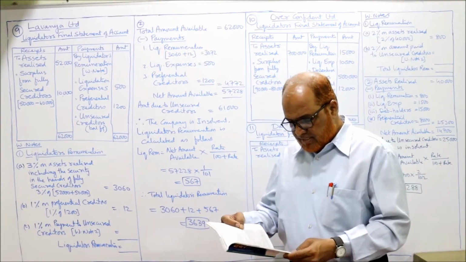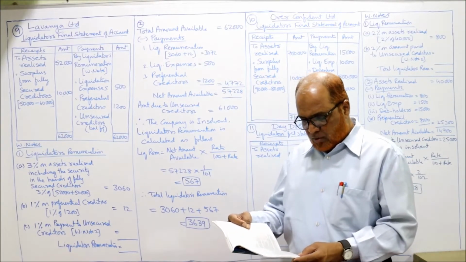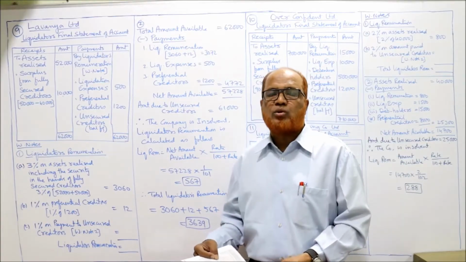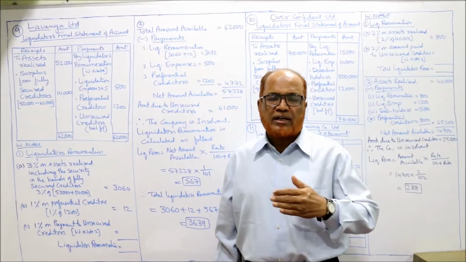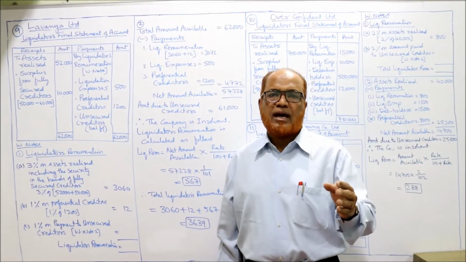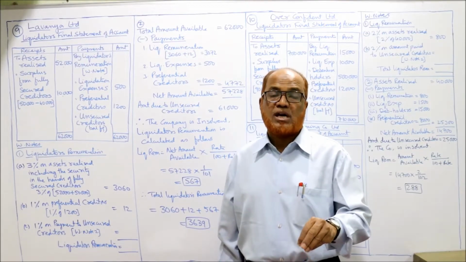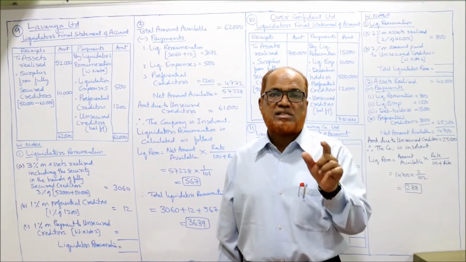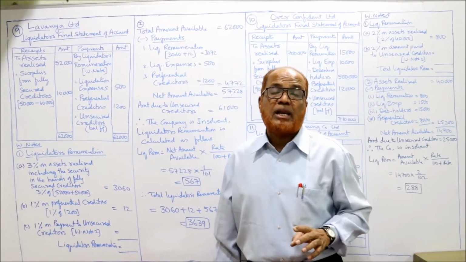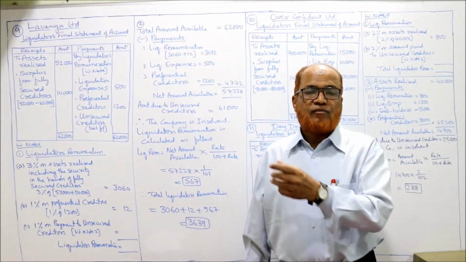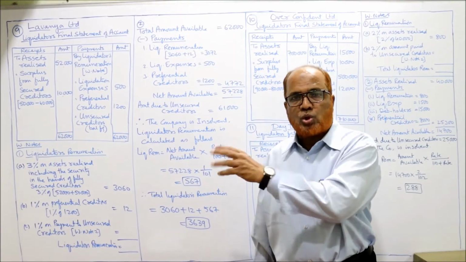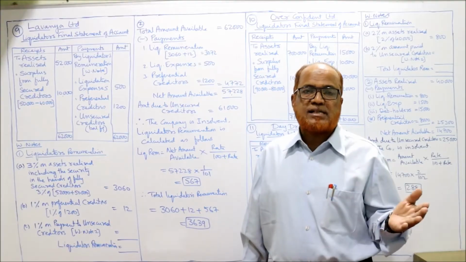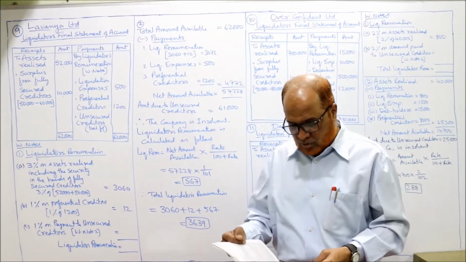Now, the various assets, excluding the security in the hands of the secured creditor, realized 52,000 rupees. The liquidator has sold all the assets and realized 52,000 rupees, excluding the value of the security which is in the hands of the fully secured creditor. The fully secured creditor has security of 50,000 rupees; excluding that, the other assets he sold and realized 52,000.